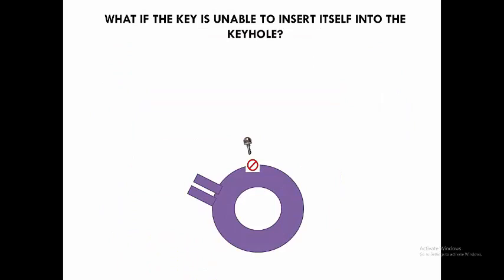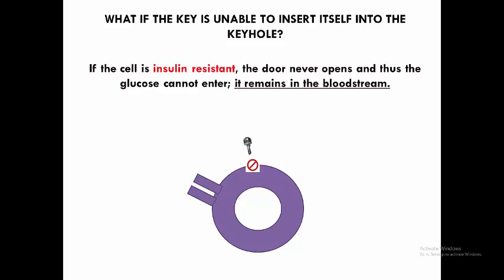So what if that key doesn't work? What if it's trying to insert itself into the keyhole, but it can't? Something's blocking it. There's a bunch of gunk in the keyhole. Well, if the cell is resisting insulin, we say the person is insulin resistant.